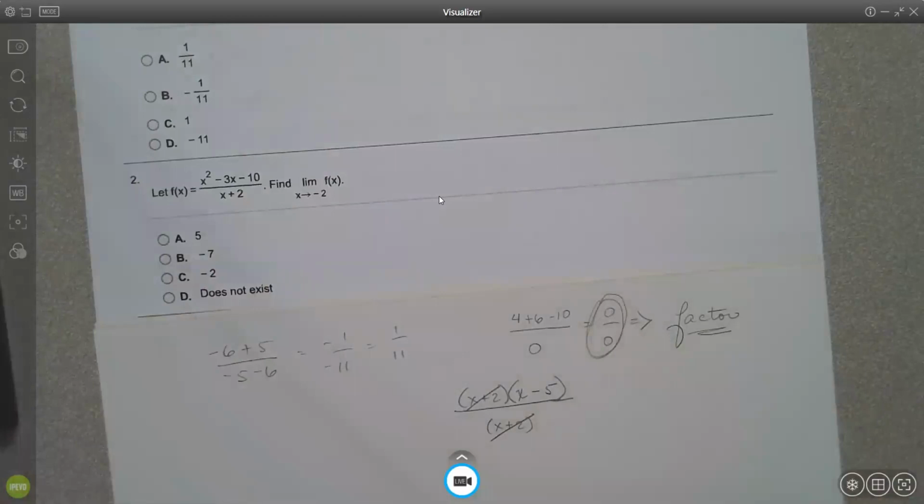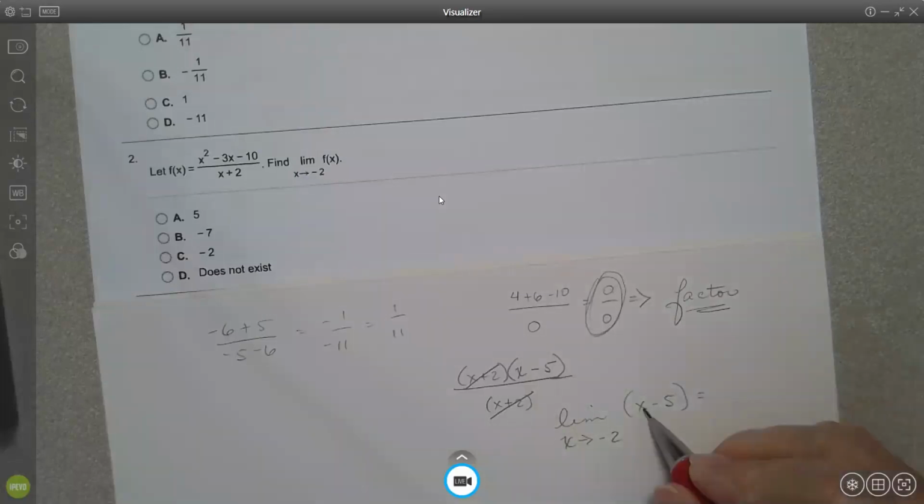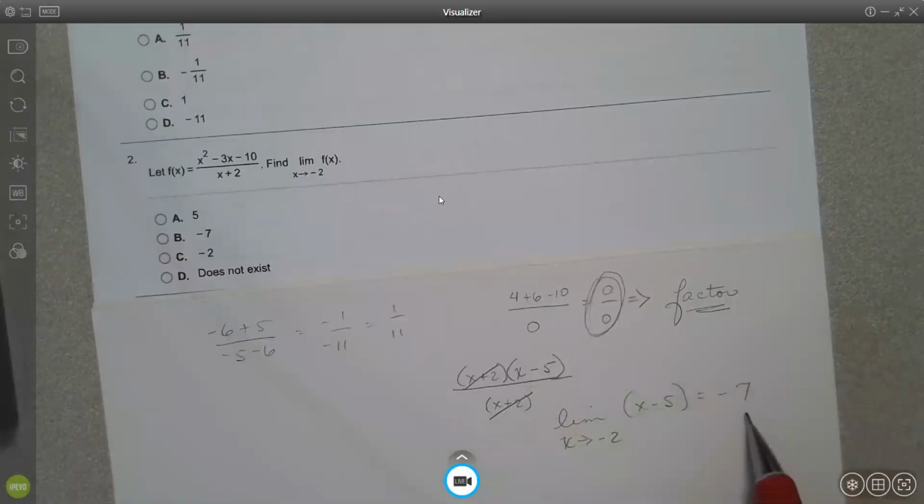Now, once I've got this, my next part I have to do is find the limit of what I've got remaining as x approaches -2 of my new problem. And if I put -2 in, it looks like I end up with -7. Now, if you graph this, because I could graph this, I would end up with the same answer. I would have a hole at the point -2, -7 if I graphed the original.